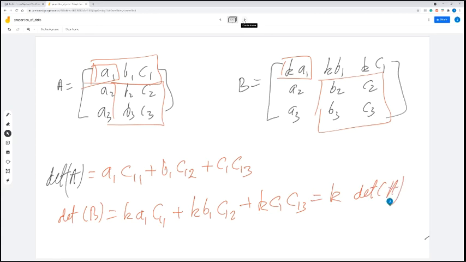So again, in the case of a 3 by 3 matrix, the determinant will be multiplied by the same number that you multiplied one of the rows by.